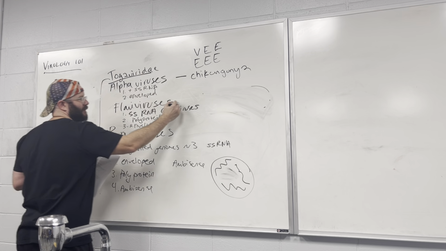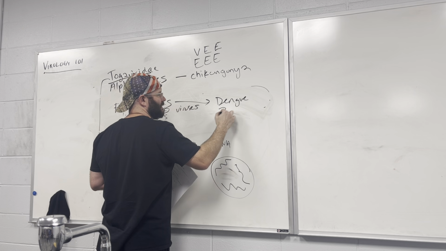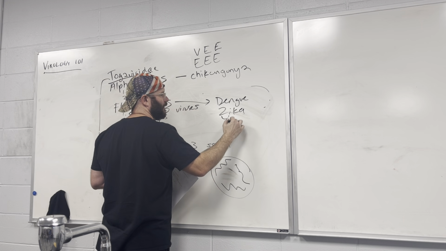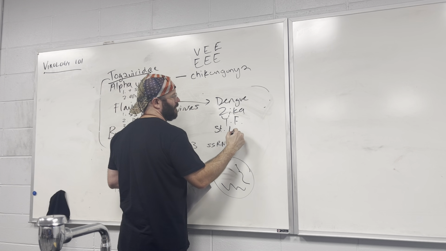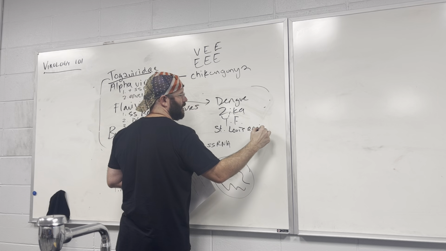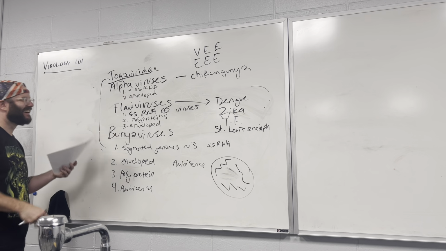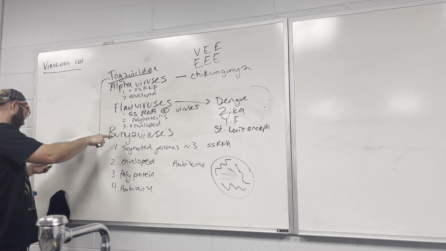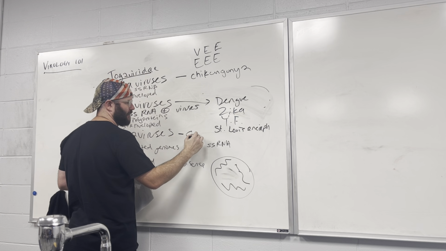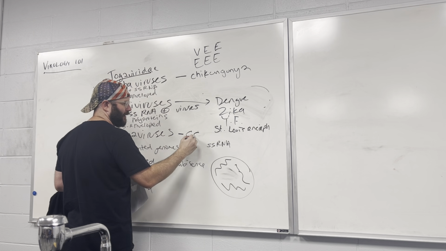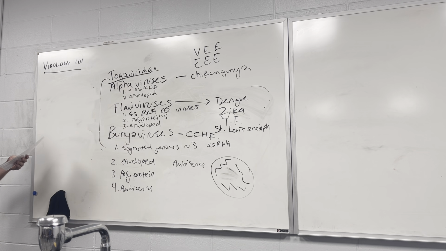Examples of flaviviruses are easy: dengue, Zika, yellow fever. These are the most famous ones. St. Louis encephalitis virus. You already know everything. Now Bunya virus examples. One famous one is Crimean-Congo hemorrhagic fever, CCHF. I think that one's actually tick-borne.